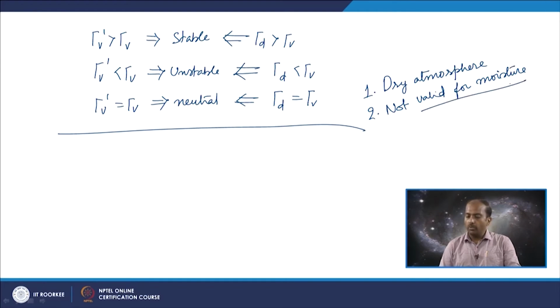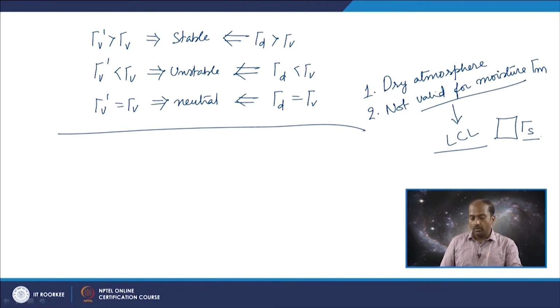Now, when you add moisture, another important parameter that you should take into account is the lifting condensation level. We see that as it rises, the saturation level keeps on increasing, and at the lifting condensation level, the parcel lapse rate is to be expressed with gamma S, but not gamma D. If it is moist, then it has to be gamma M, and if it is saturated, you have to express it in terms of gamma S.